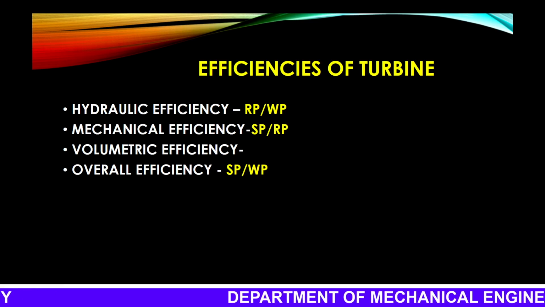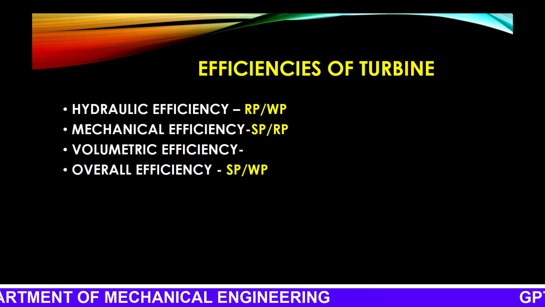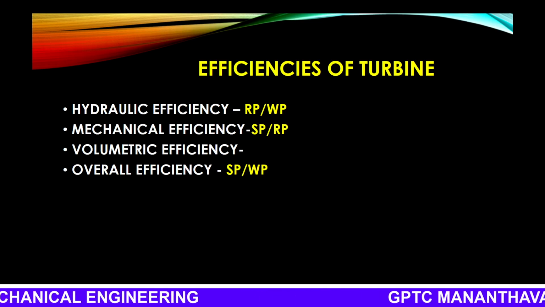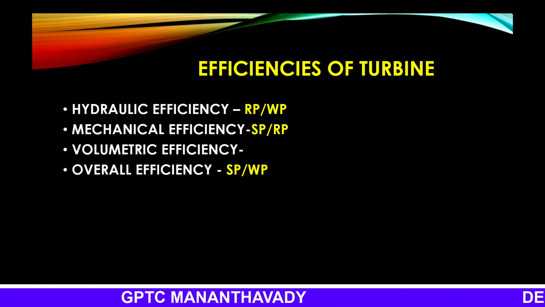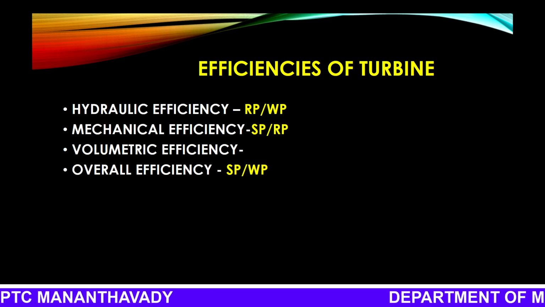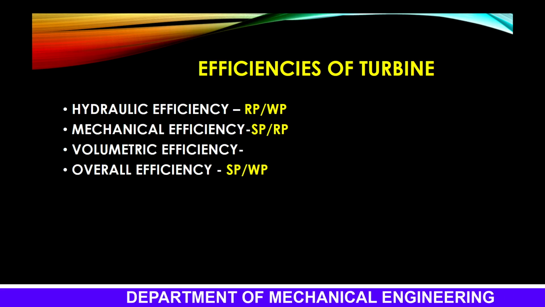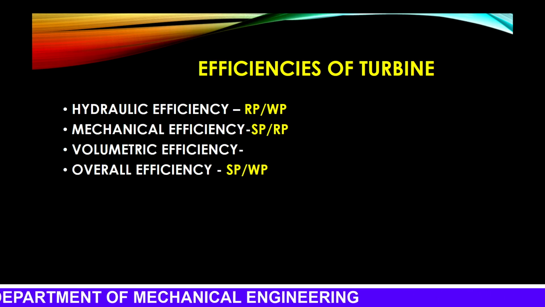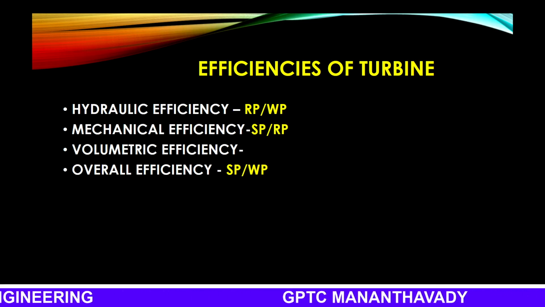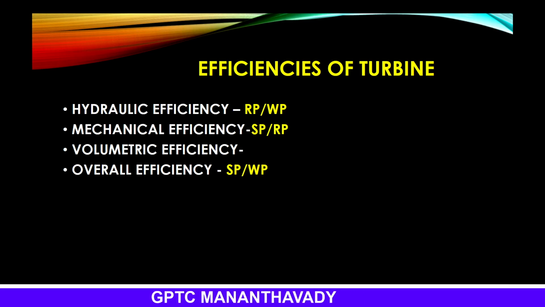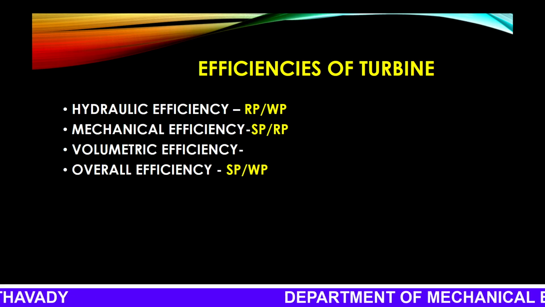And next one is the volumetric efficiency. It mainly deals with the volume of water striking the runner. That is the ratio of the volume of water actually striking the runner to the volume of water supplied to the turbine. The volume of water striking the runner is less than the volume of water supplied to the turbine. Some of the water is discharged to the tail race without striking the runner. Thus, this ratio is defined as volumetric efficiency.